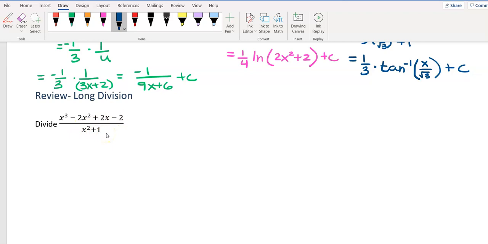So I'm going to write a division bar here. The only trick with long division is you have to make sure that you have a term representing each of the degrees of the polynomial. So this top polynomial is degree 3, and so our exponents are a 3, a 2, a 1, and then our constant would be a 0. So that is all represented okay. So I'm going to go ahead and put that inside the division bar because that's what's being divided.